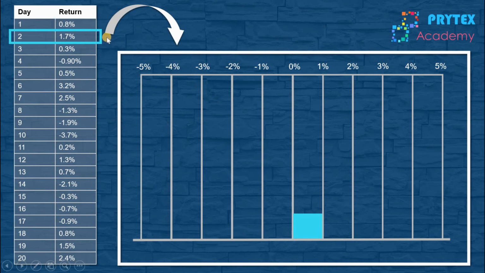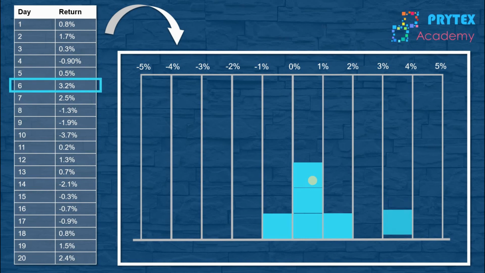Similarly, for day 2, we expect a box to fall in this bin with a lower limit of 1% and upper limit of 2%. Similarly, for day 3, which is a return of 0.3%, we expect a box to fall in the 0% to 1% bin. We repeat the process for day 4 till day 20. Let's enjoy the animation by closely following how density boxes fall in the range which the return data fits into.